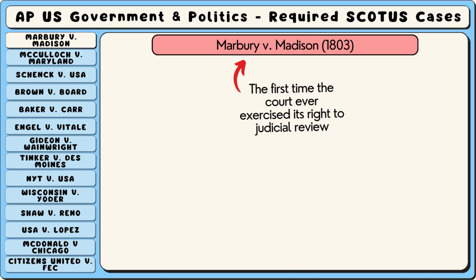This case was the first time the court ever exercised its right to judicial review, where it strikes down laws, but it has been used many times since.